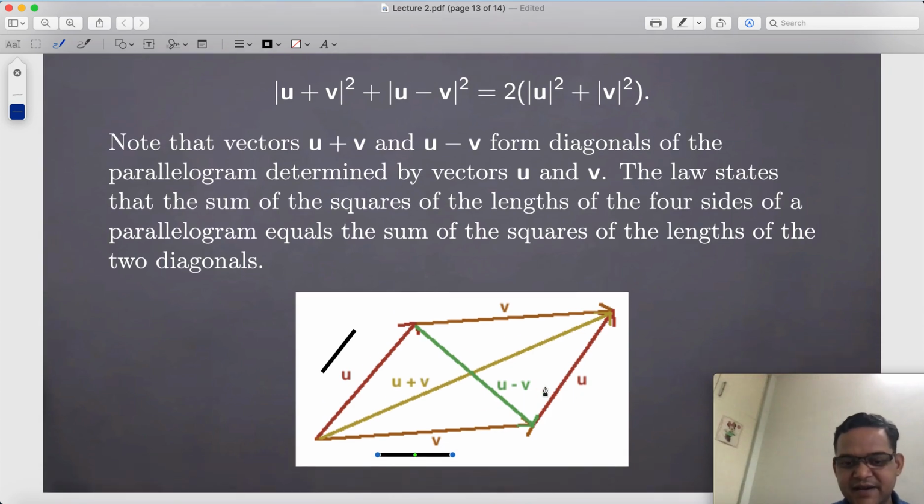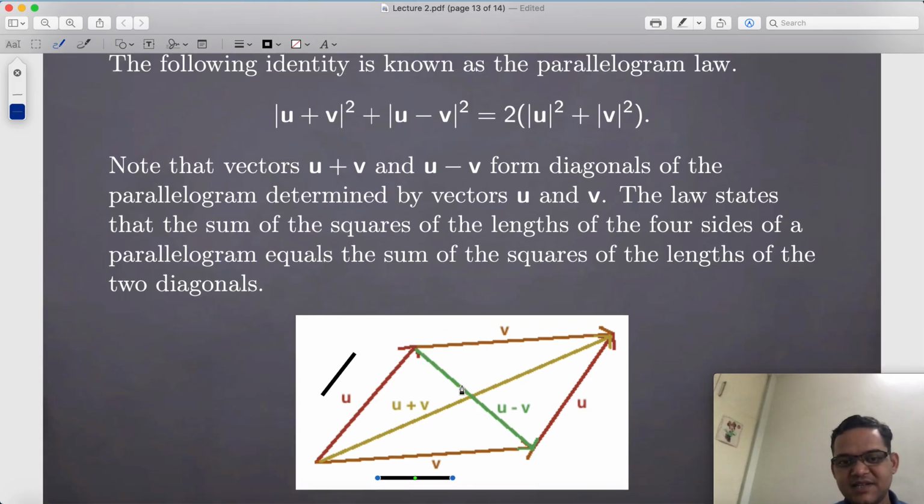Now if I use the law of addition, the diagonals here are going to look like u plus b. So this is b and then this is u, so you should be thinking b plus u. Is it clear? Then you look at the other diagonal. So this is going to be u minus b. So basically what I am saying is the diagonals of this parallelogram determined by u and b are u plus b and u minus b.